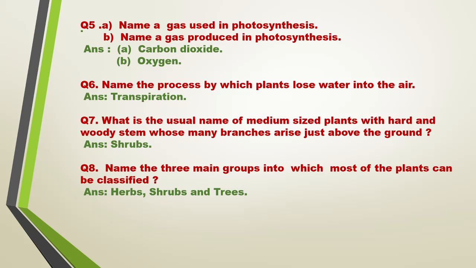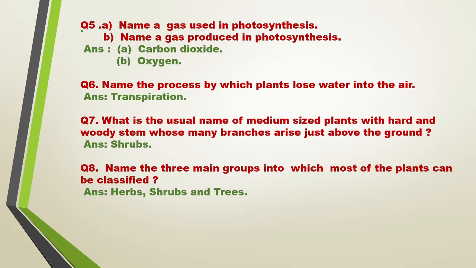Name the process by which plants lose water into the air. This is the process of transpiration. So what is transpiration? It is the process by which the plants leave out excess water. The roots absorb the water from the soil. That water is utilized during photosynthesis for making food. After the process is over, the extra water goes out of the plant body through the stomata in the form of water vapor, and this process is known as transpiration.